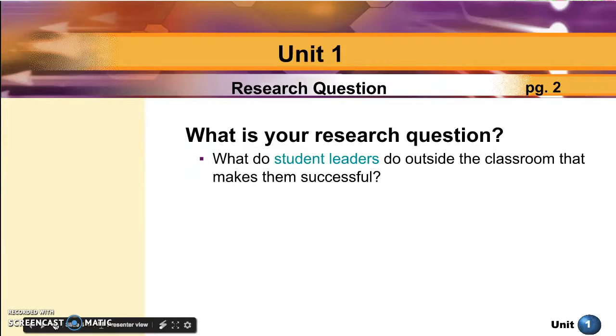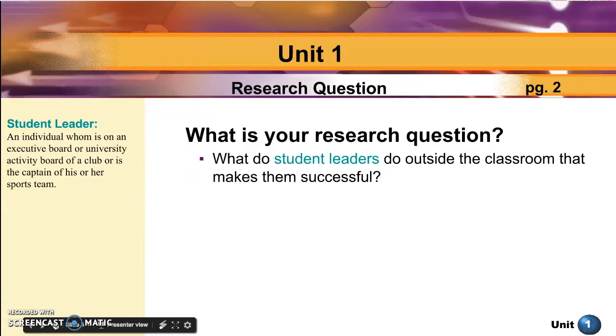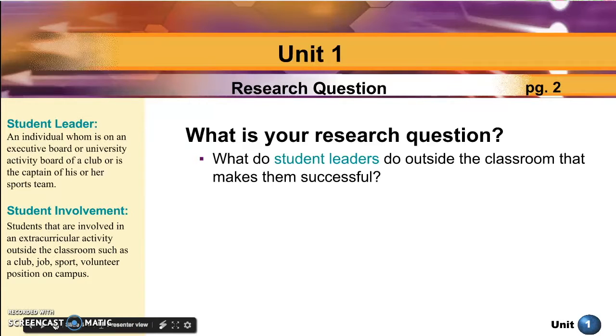Our research question is, what do student leaders do outside the classroom that makes them successful? So a couple key terms here. We defined a student leader as an individual who is on an executive board or a university activity board of a club, or is the captain of his or her athletic sports team. And then we differentiated that from student involvement, which describes students that are involved in an extracurricular activity outside the classroom, such as a club, job, sport, volunteer position on campus.